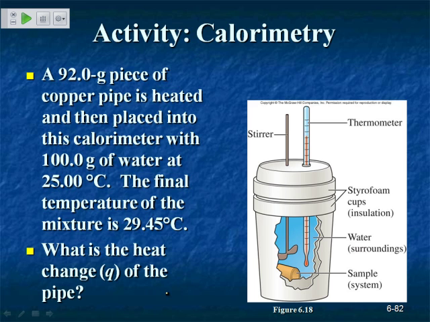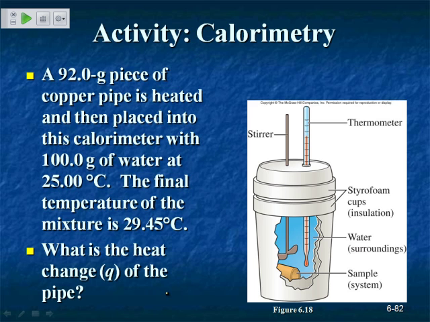Anyway, so here is the question. A 92-gram piece of copper is heated and placed into a calorimeter with 100 gram of water at 25 degrees Celsius. So now we know the mass of water, we know the initial temperature of water from this sentence. The final temperature of the mixture is 29.5.